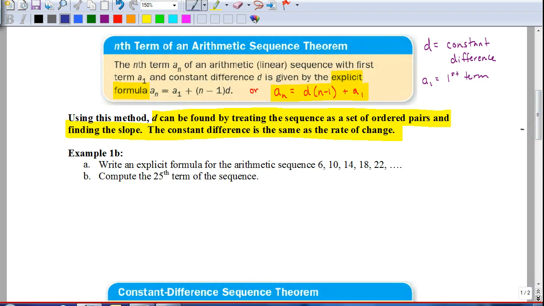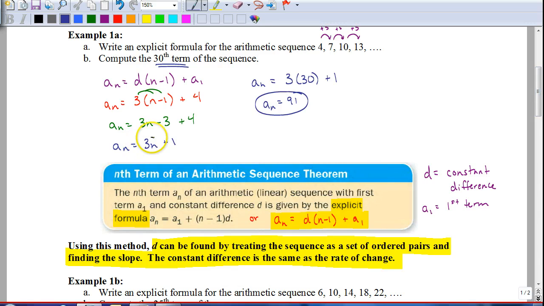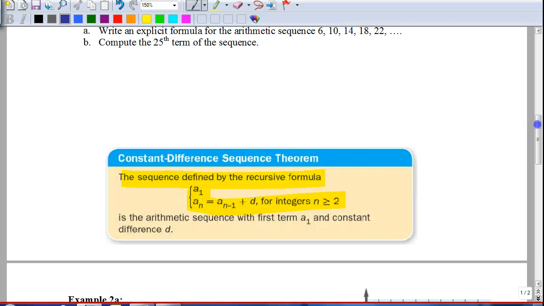Now using this method, the d, the constant difference, can be found by treating the sequence as a set of ordered pairs and finding the slopes. There are going to be times where sometimes we'll have to do that. And again, make sure you note the constant difference is the same as the rate of change. So if you notice here, we were adding 3 each time, and our slope is the same as what we were adding, our constant difference.